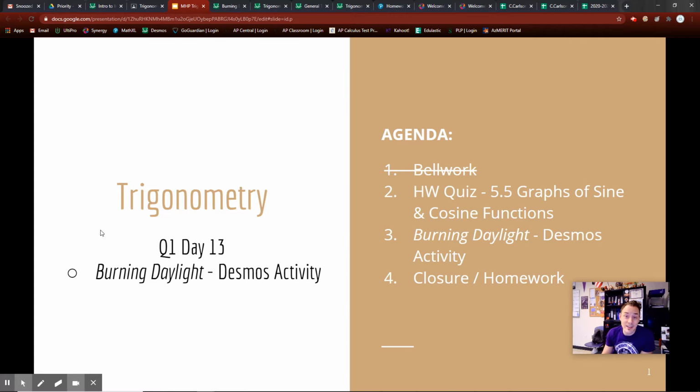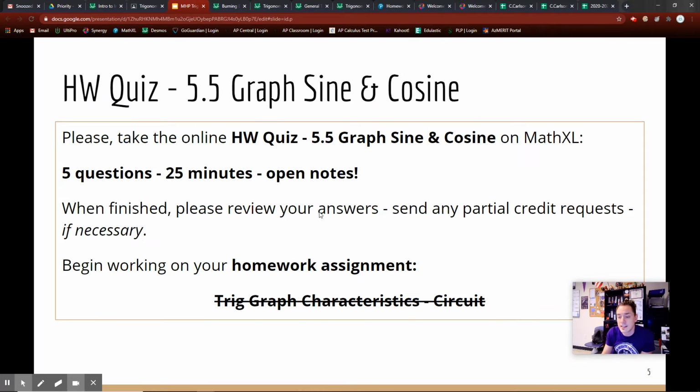Today we are just doing a Desmos activity. No bell work. I'm actually going to skip the bell work on this. I'm confident that you guys can still do it though. Just review the homework, review your notes, and you've got it. We're going to go straight to the homework quiz, then the Burning Daylight Desmos activity. Homework quiz: 5 questions, 25 minutes, open notes.